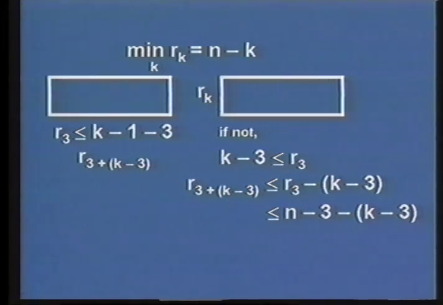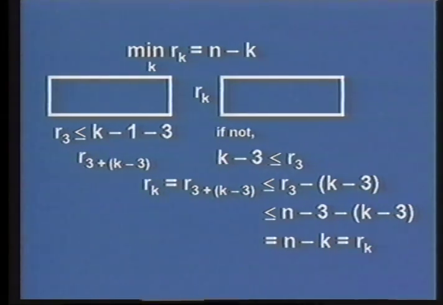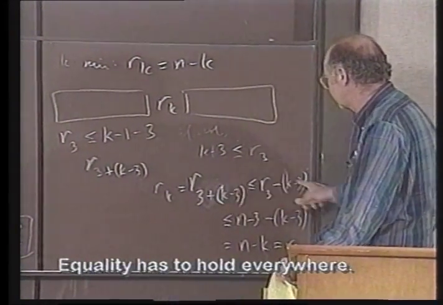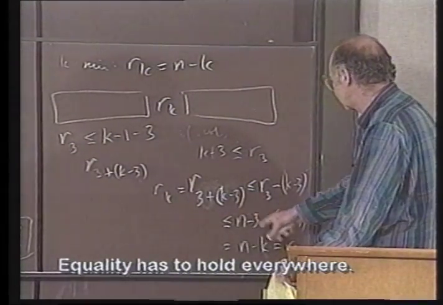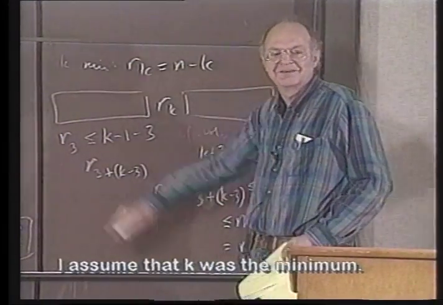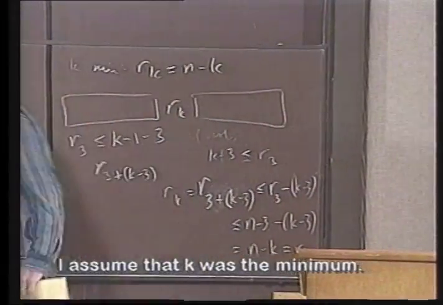So let me see, what am I doing here? Well, this is equal to n minus k, but this is rk. Yeah, rk is this, and this is n. So this is equal to n minus k. This is equal to rk again, by my assumption. So equality has to hold everywhere, and this would imply in particular that R3 was equal to n minus 3. But I assumed that k was the minimum. Okay, long proof, but that proves that this works.